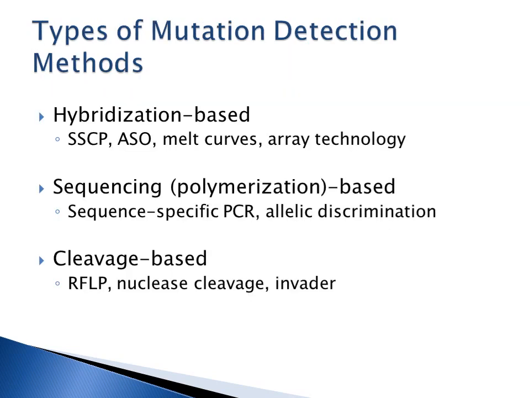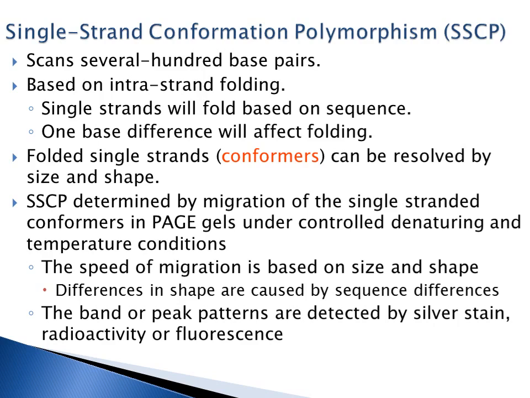The types of mutation detection methods in genes are hybridization-based methods, sequencing-based methods, and cleavage-based methods, and we're going to talk about a few of these. The first one we're going to talk about is single-strand conformation polymorphism, or SSCP. This is going to scan several hundred base pairs, and it's based on intrastrand folding. Single strands will fold according to their sequence, and even if there's just one nucleotide difference, that's going to affect how it folds.